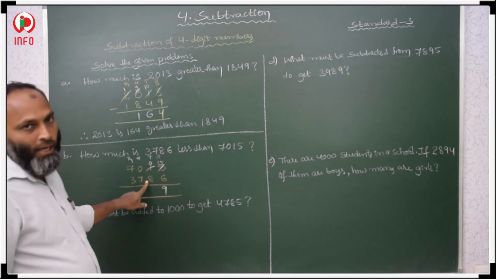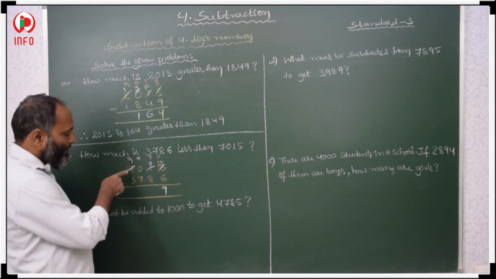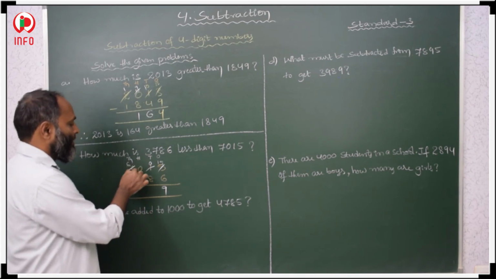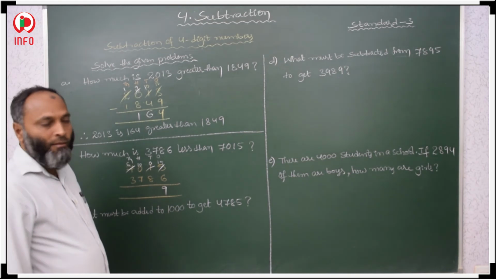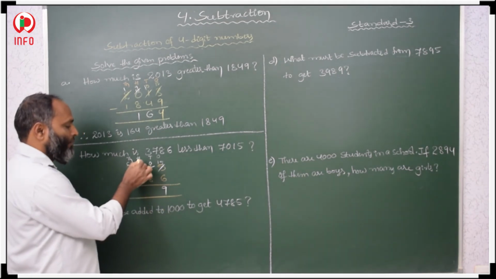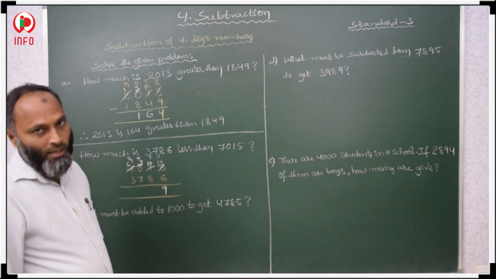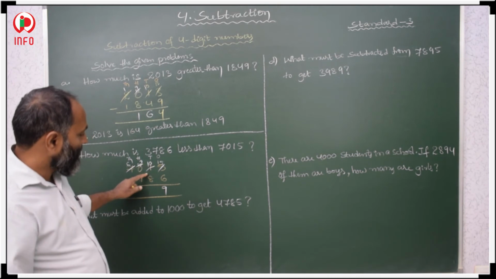0 minus 8, not possible. You take a borrow from thousands. 7 thousands are there. You take 1000. 6 thousands left. 1000 means 10 hundreds. From this 10 hundreds, again you take 1 hundred. 9 tens left here. 10 tens makes 100. 10 minus 8. It means 9 to 10 you have to count.